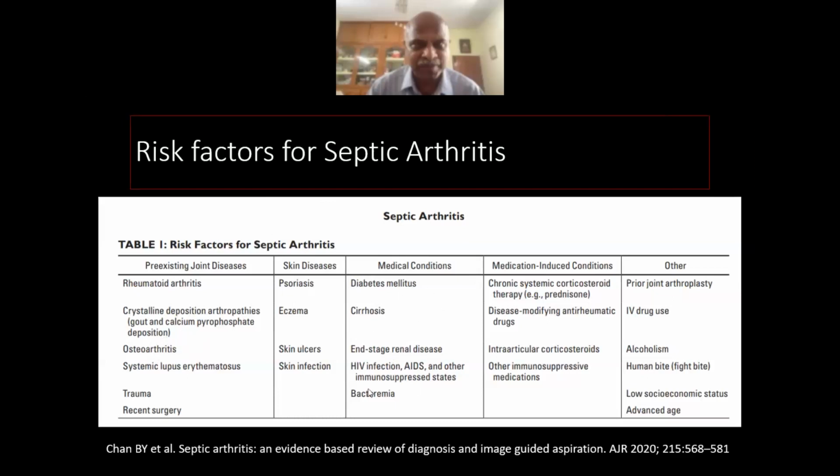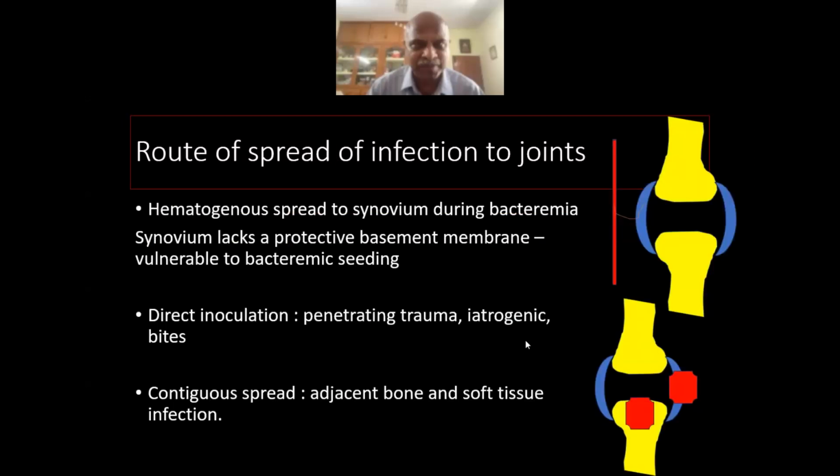Then various other conditions that can lower the immunity of the individual can predispose one to getting septic arthritis, and certain drugs, for instance use of corticosteroids and disease-modifying anti-rheumatic drugs, can all predispose one to septic arthritis. Certain other social and demographic factors, and advanced age is an important one. Advanced age is associated with higher morbidity and higher mortality, and also a higher incidence of joint destruction consequent to septic arthritis.